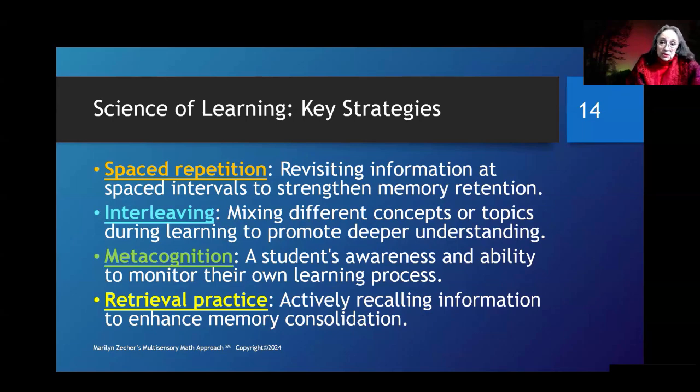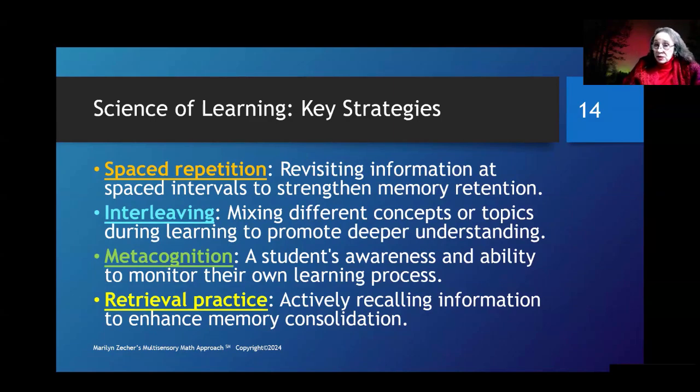We mix them up so that students constantly are retrieving memories from different parts of the brain and from different sources of information. The student has to have metacognition and be aware of their own ability to learn and what they need to do to optimize their learning and their performance. Retrieval practice, we know that as students retrieve information, each time they do, they strengthen neural connections.